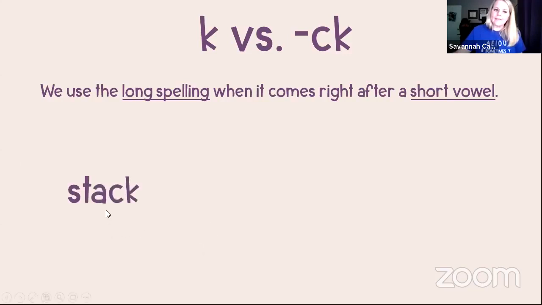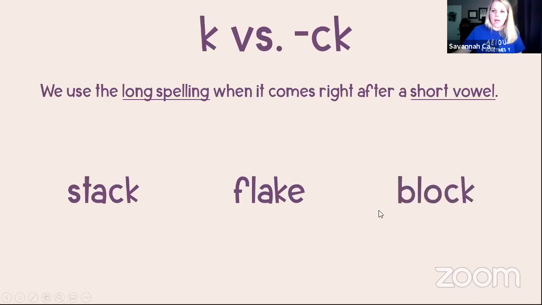And once again, we are going to use the long spelling when it comes right after a short vowel. So stack, the k comes after a short A. Now flake, it comes right after a vowel, but it's a long vowel sound. And then block. Once again, we have the long spelling because it comes right after a short vowel.